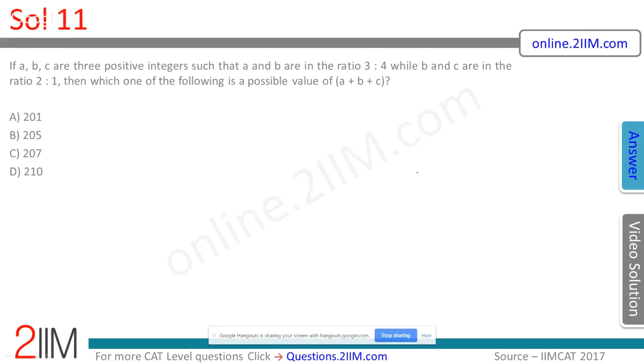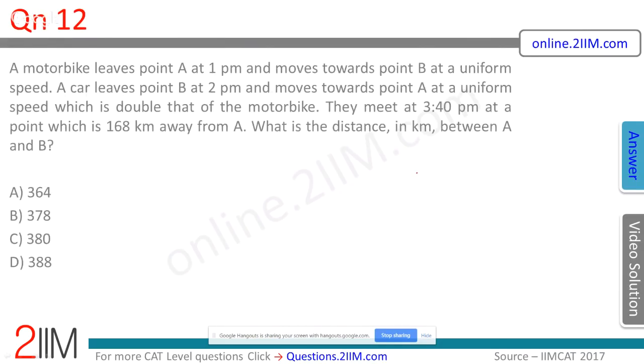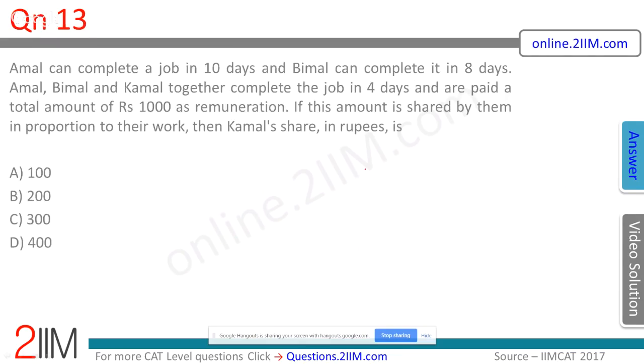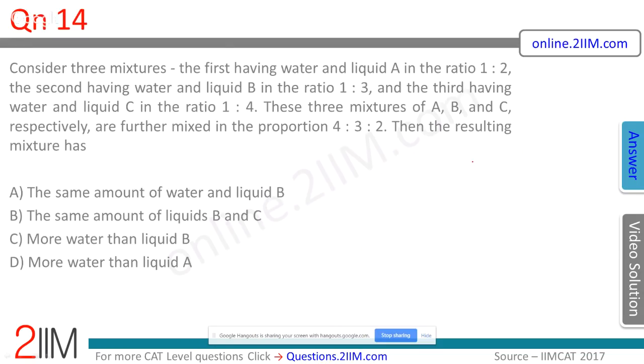A is to B is to C is a multiple of 9, we're fine with this. 1 p.m., 2 p.m., 4:5 ratio, 168 plus 210, 378. This is also fine. 1/10, 1/8, 1/40. It's also fine, 100 rupees. This is tricky, but this one was right.